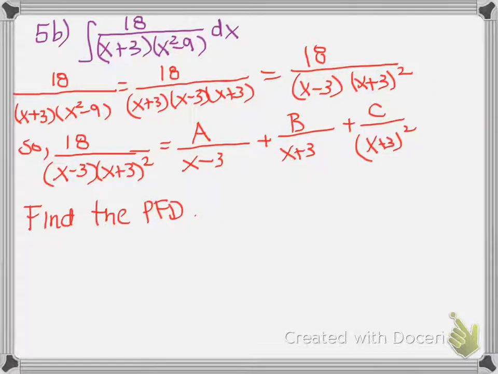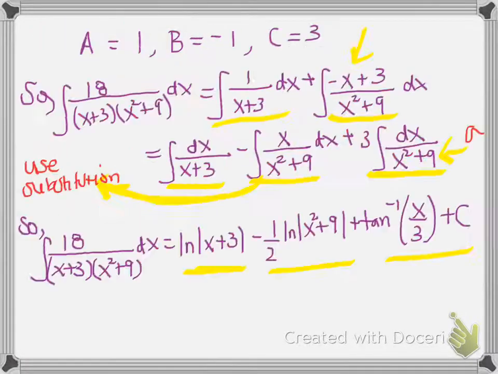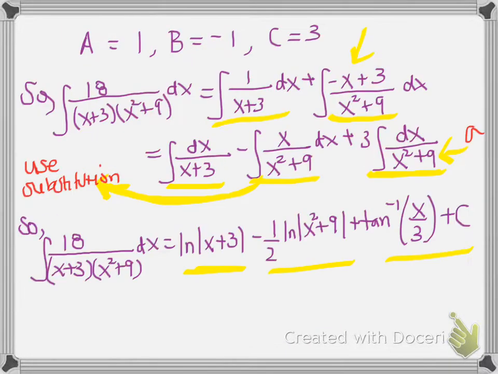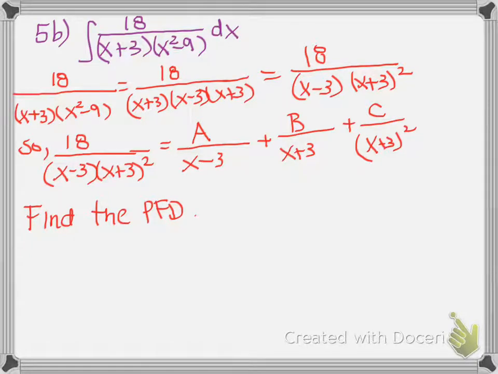Okay, so let's look at 5b now. I hope you note the difference between 5a, let's go back and call that 5a, and 5b. So here in 5b, we have x squared minus 9 instead of x squared plus 9. We can reduce this, right? We can factor x squared minus 9. It's actually the difference of squares, so it equals 18 over x plus 3 times x minus 3 times x plus 3.